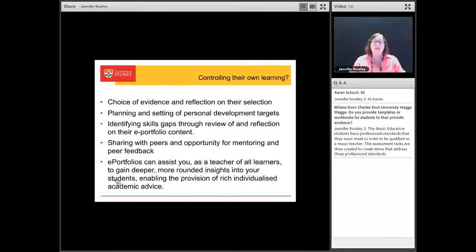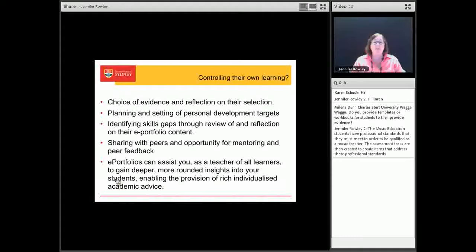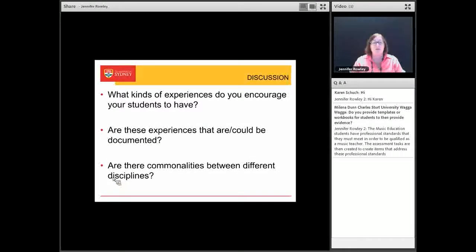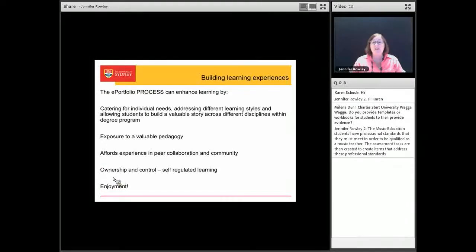I believe that it caters for individual needs. I think that it exposes them to a really valuable pedagogy, and I think it affords them that experience in peer collaboration and community. And I think also this idea of ownership and control and challenge, and hopefully enjoyment for them. Does it create an independent graduate? Are they more aware of their learning? Do they have more of a shared meaning of what needs to be developed as an ePortfolio tool?